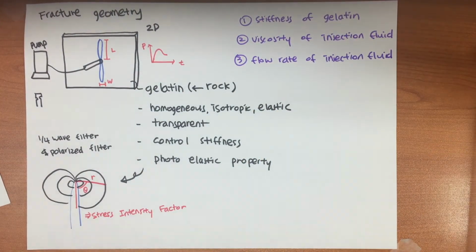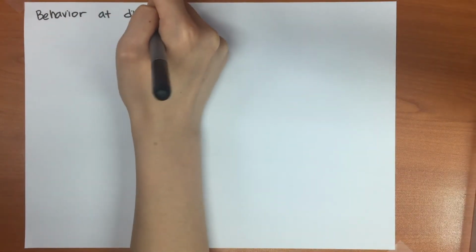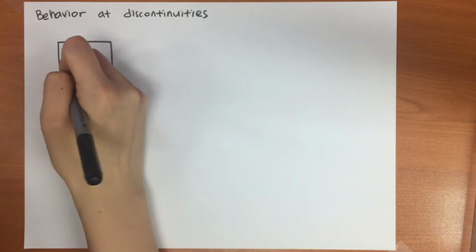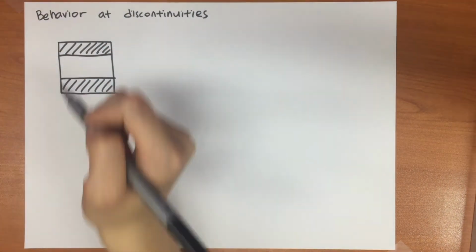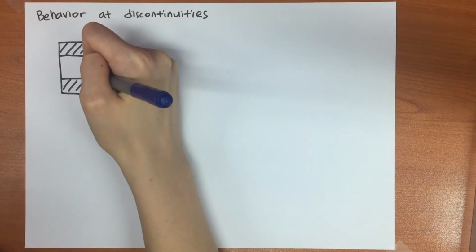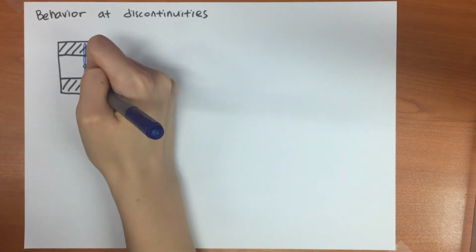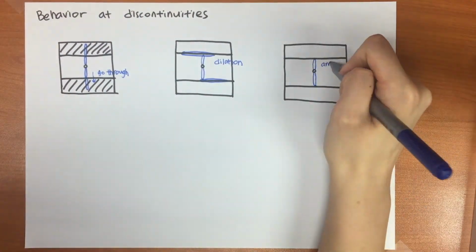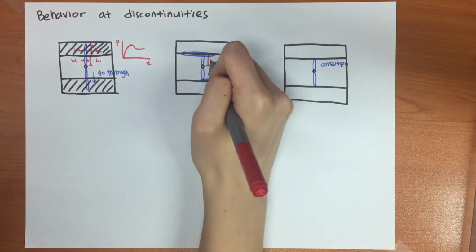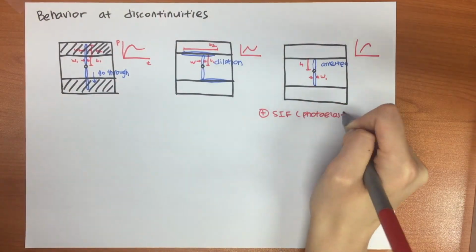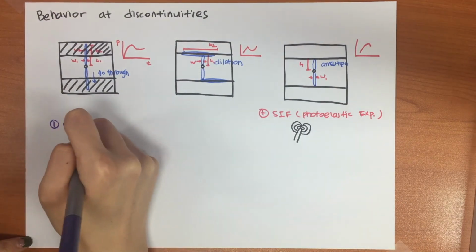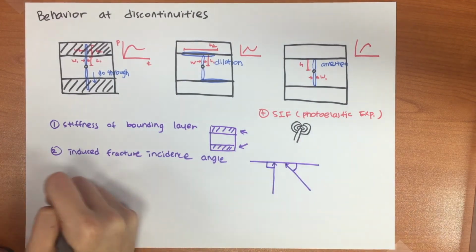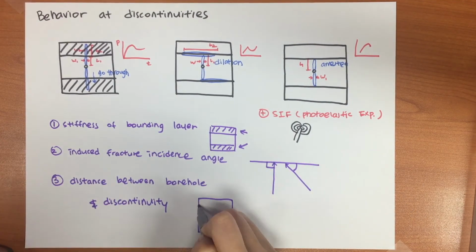To know the fracture behavior at discontinuities, gelatin plates having discontinuities were used with different levels of stiffness. In this case, the hydraulic fracture generated and then propagated to the discontinuity. Then it can go through the interface, or dilate, or be arrested. The fracture length, width, pressure, and also the stress intensity factor can be measured as well. The stiffness of the bounding layer, induced fracture incident angle, and distance between borehole and discontinuity can be controlled.